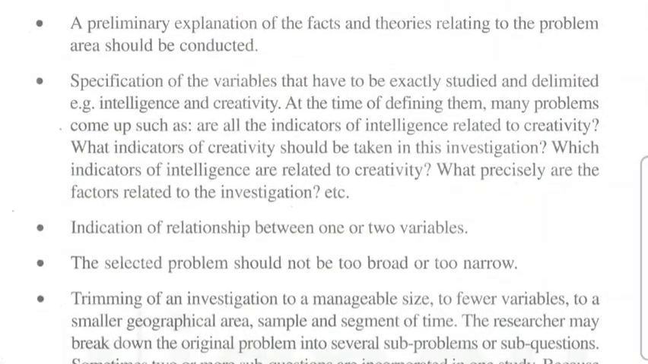Specification of the variables that have to be exactly studied and delimited, e.g., intelligence and creativity. At the time of defining them, many problems come up, such as, are all the indicators of intelligence related to creativity? What indicators of creativity should be taken in this investigation? Which indicators of intelligence are related to creativity? What precisely are the factors related to the investigation? Indication of the relationship between one or two variables. The selected problem should not be too broad or too narrow.